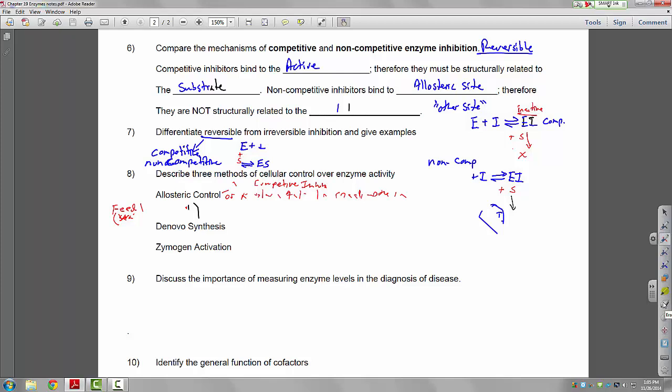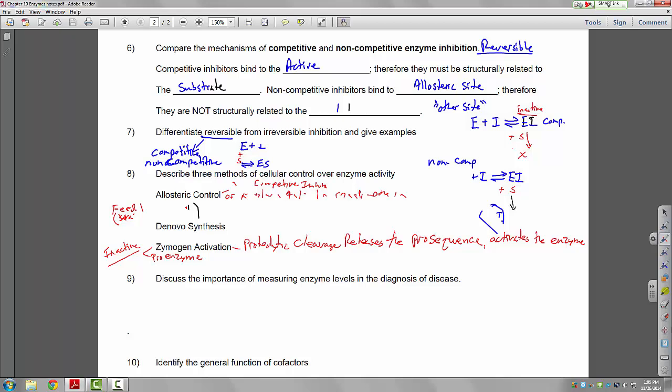Zymogen activation, proteolytic cleavage releases what we call the pro sequence. A zymogen is also the same thing as a proenzyme or a proprotein. It releases a pro sequence, and this activates the enzyme.